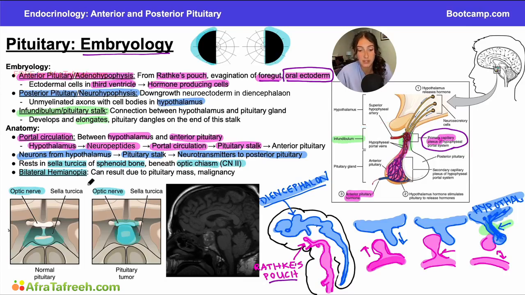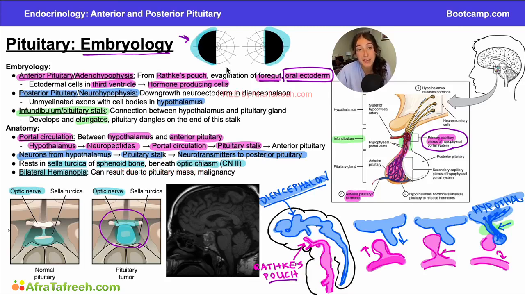Remember that our pituitary gland rests in the sella turcica, so if it gets too big, it can squish on our optic chiasm and create that very specific visual deficit called a bilateral hemianopsia or hemianopia, and that is going to present with loss of peripheral vision and should immediately key you in to think about a pituitary problem.